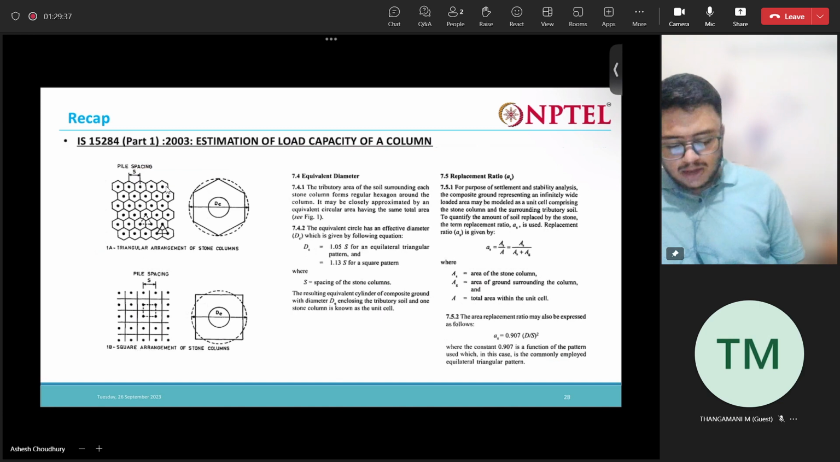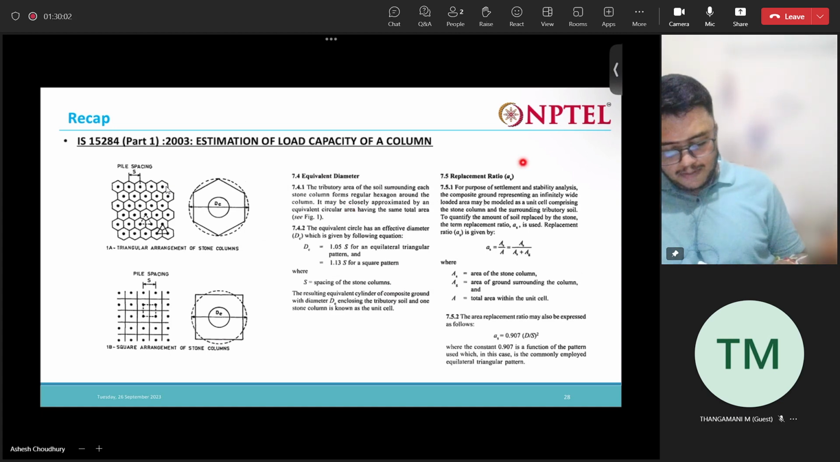So for triangular arrangement, the equivalent diameter is equal to 1.05 times S, right? And for square pattern, we have 1.13 times S, where S is the spacing of the stone columns, right? So this is about the equivalent diameter.